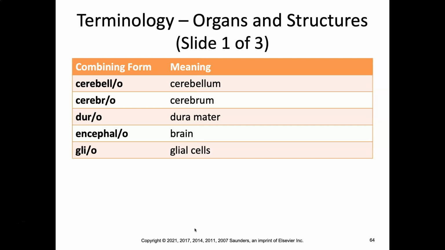So here we get to our combining forms. And I'm just going to fly through these. I'll point out anything exceptional, but again, notice that most of them have the combining vowel of O. So your combining root plus your combining vowel equals your combining form. And that's what you have on the left here, and then on the right is the meaning.